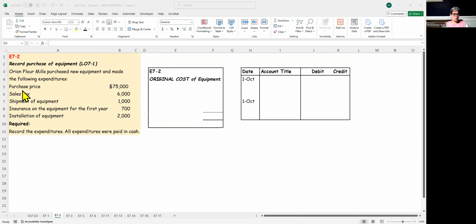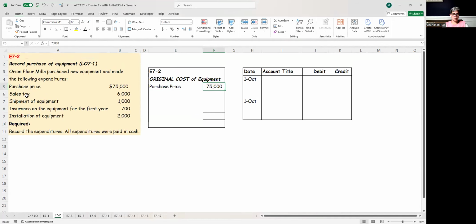They paid the purchase price of $75,000. So when you're looking for the original cost of the equipment, we always start off with the purchase price. That's our starting point, $75,000. We had to pay $6,000 in sales tax on that purchase price. It's a one-time expense. We had to pay it, otherwise we were not going to get that asset. So that gets added to the cost of the asset, $6,000.